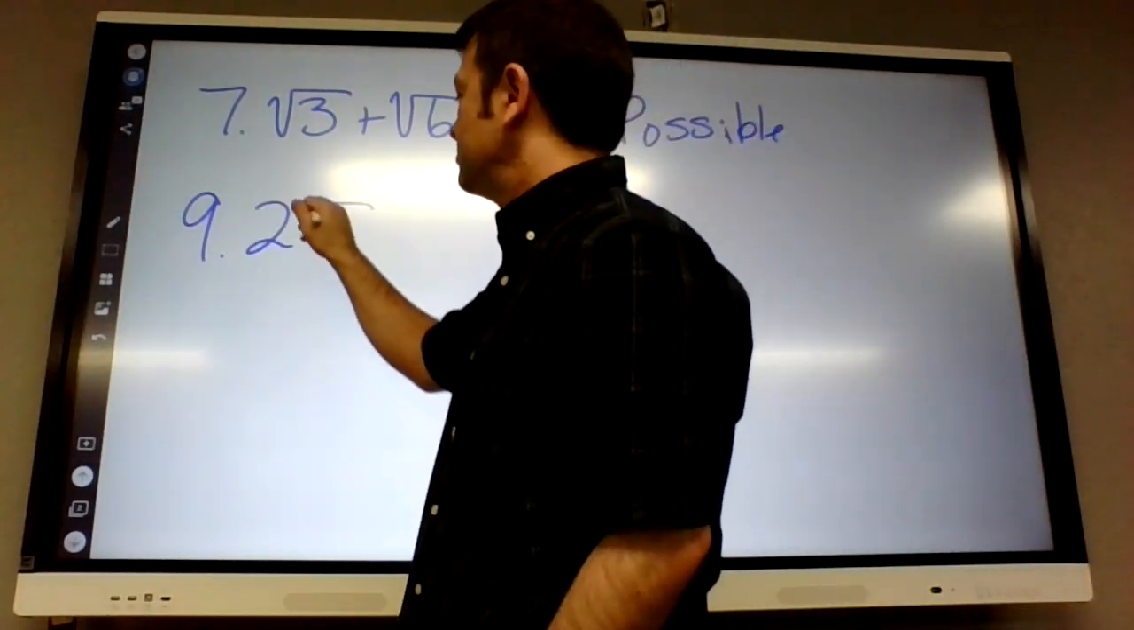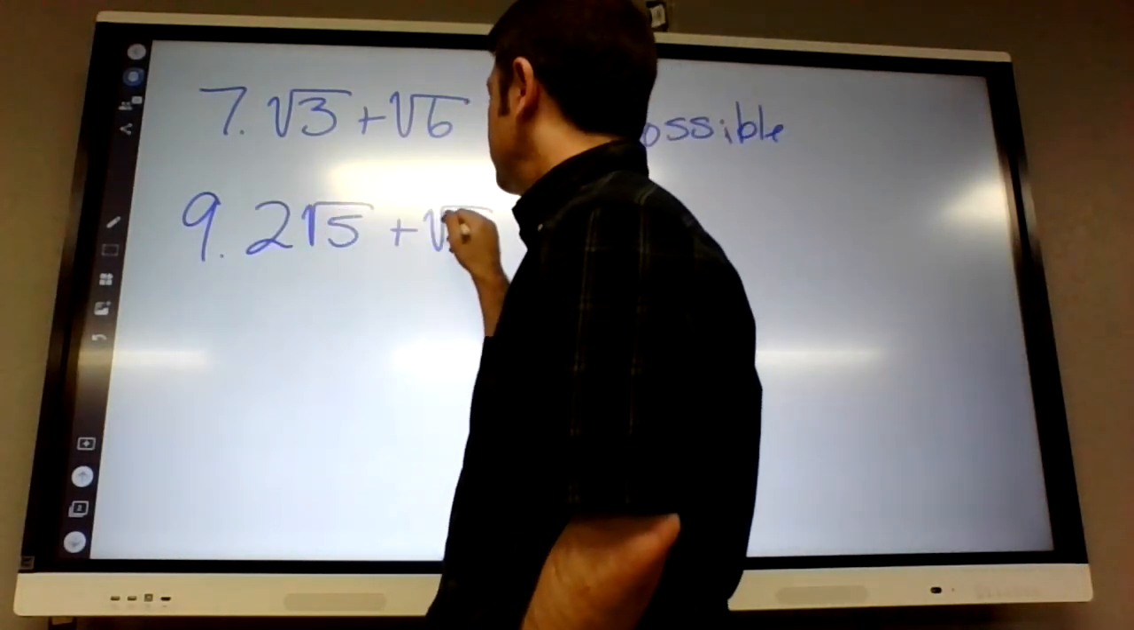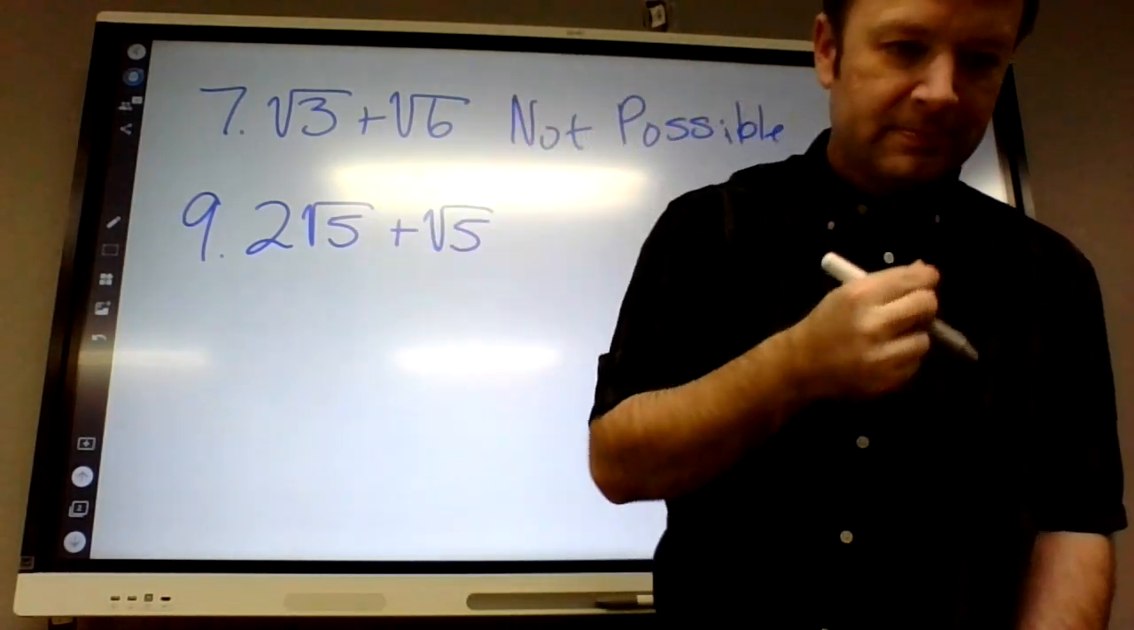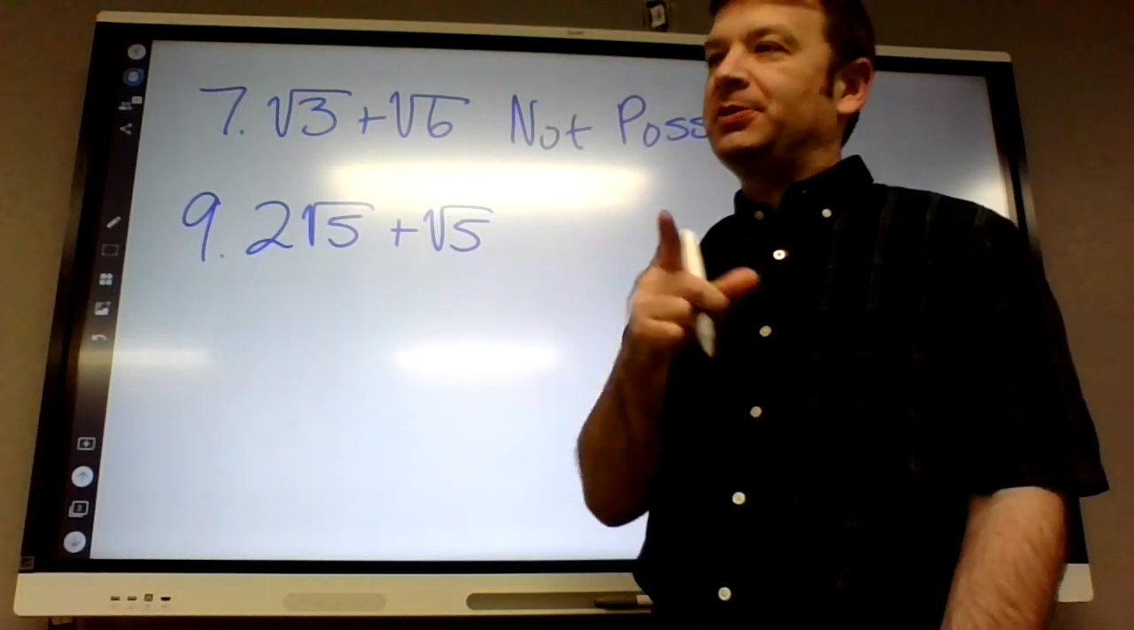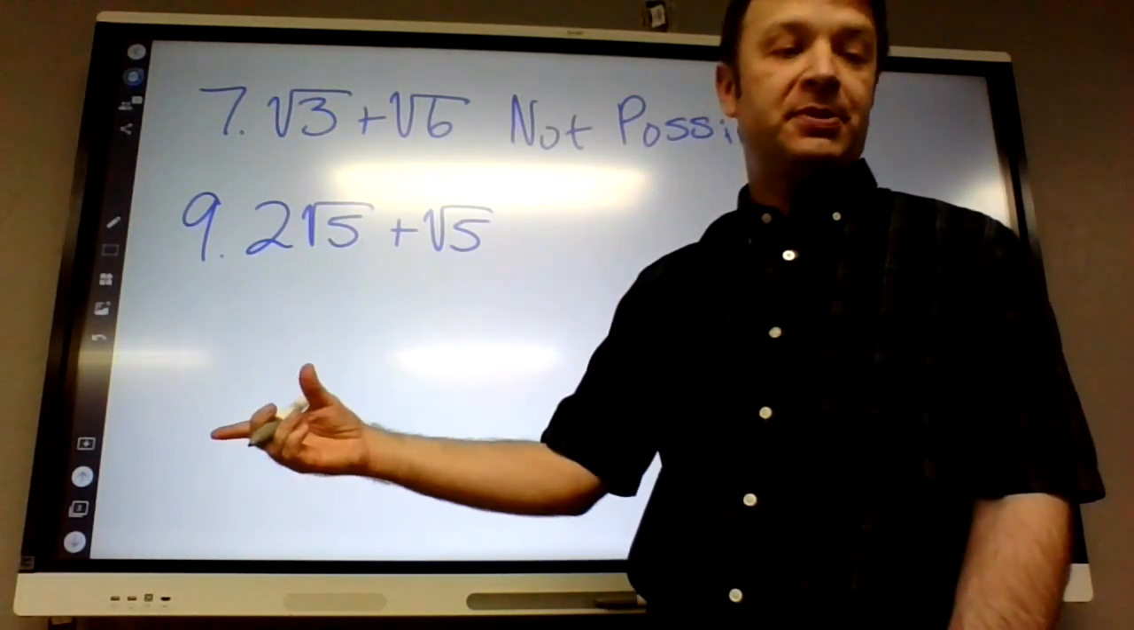Number 14 has a square root, so is that possible? Or is it because there's 3 of them? It simplifies some because the square roots simplify, but the cube root does not simplify.